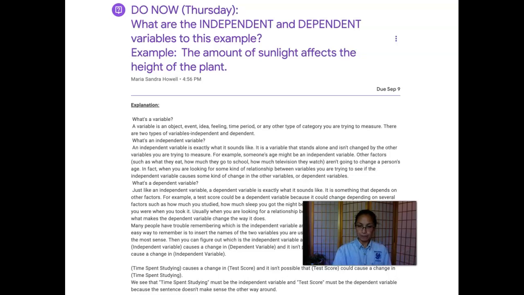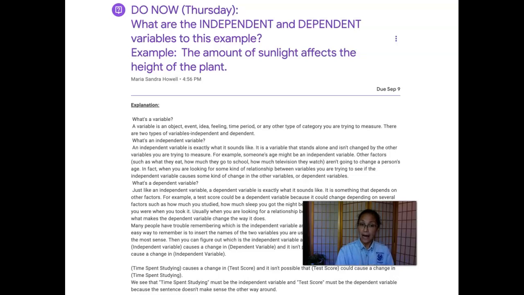For example, the independent variable causes change, this is the sign language for change, in the dependent variable, and it isn't possible that the dependent variable could cause a change in the independent variable. So an example would be time spent studying causes a change in the test score, and it isn't possible that the test score could cause a change in the time spent studying.